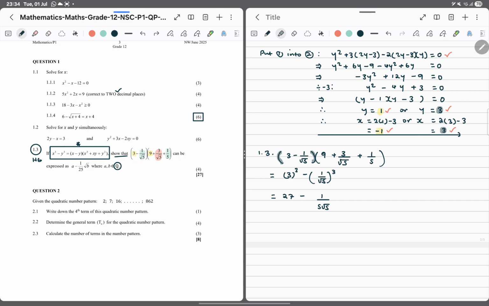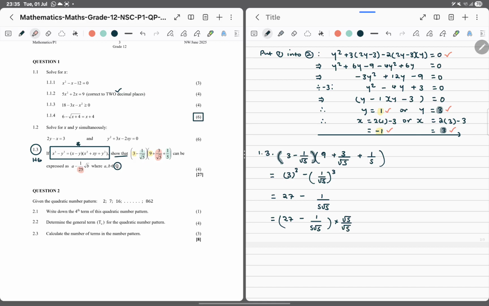So we literally rationalized that denominator. So this means what we do here is that we're going to have 27 minus 1 over 5 root 5. All of this we multiply by 1, which is made up of the radicals that we're trying to get rid of.